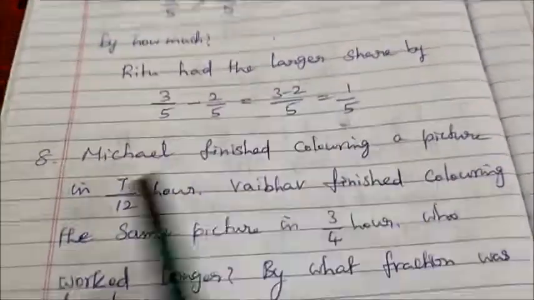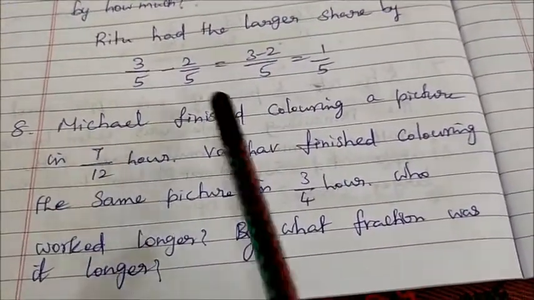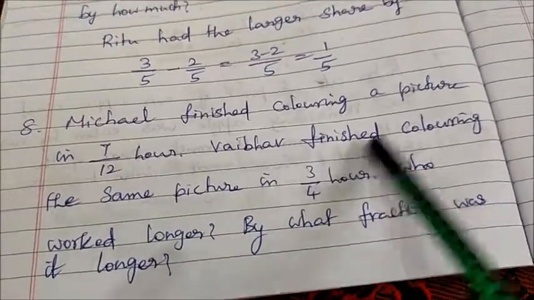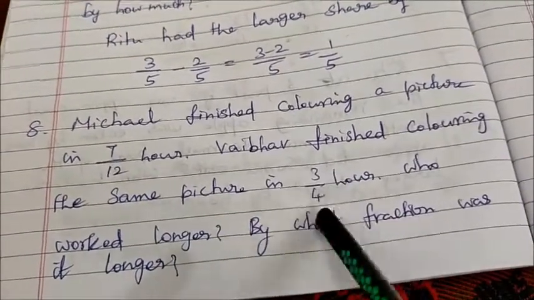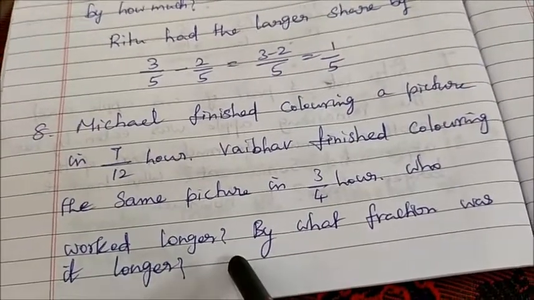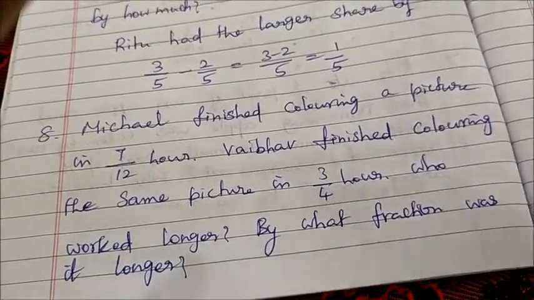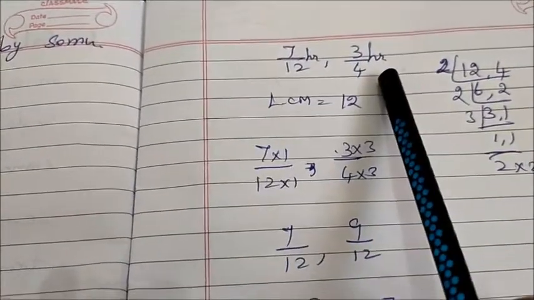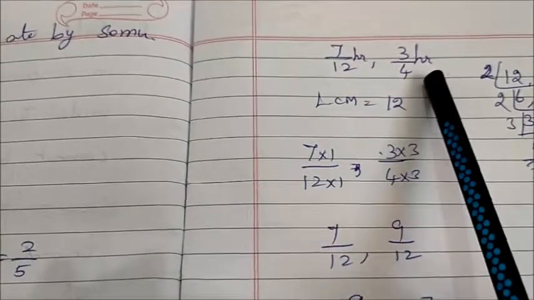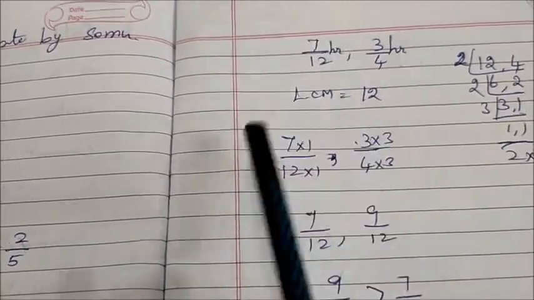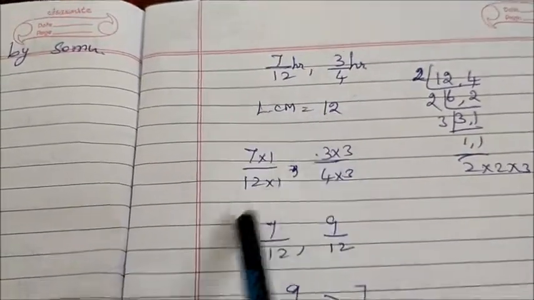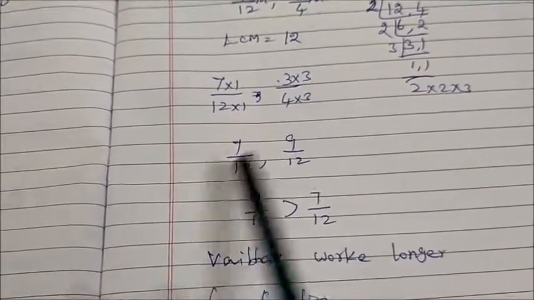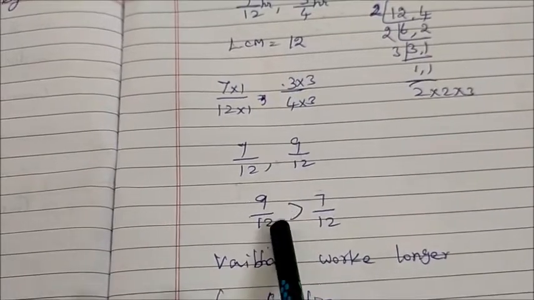So that's all. Eighth sum: Michael finished coloring a picture in 7 by 12 hour. Vaibhav finished coloring the same picture in 3 by 4 hour. Who worked longer? By what fraction was it longer? So we have to compare both hours. Who worked longer? So we have to take the LCM, and we get 7 by 12 and 9 by 12.